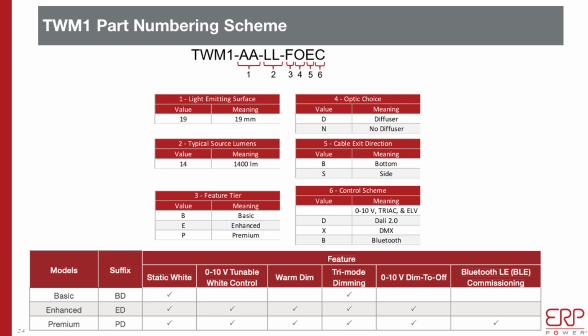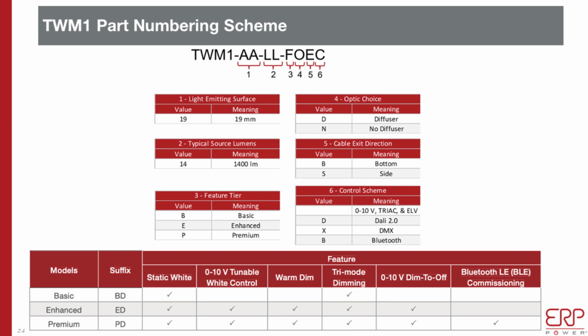As you noted, I talked about so many variations and options on TWM1, so I'm not going to go through all these. It's more of an eye chart, but if you want to select which LES you want, there's a bit here that you can select, and this is the part number, and then the lumen output, and then what features you want, Bluetooth or not, and whether you want the diffuser or not.